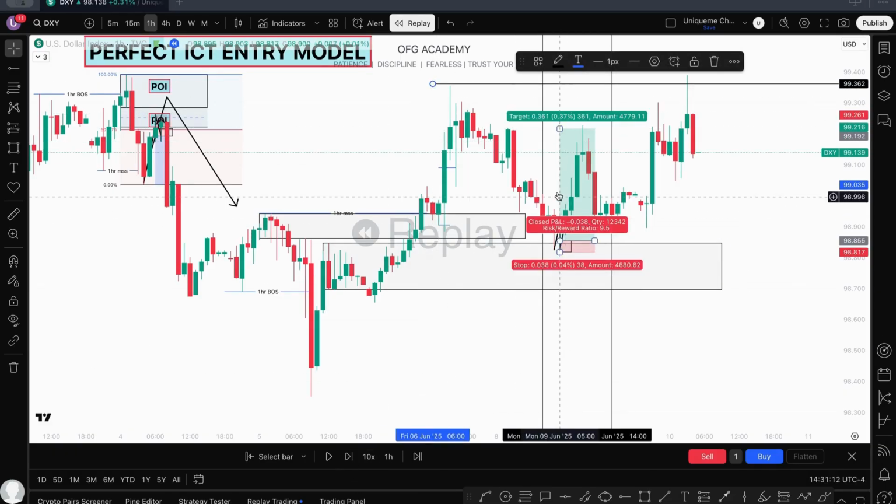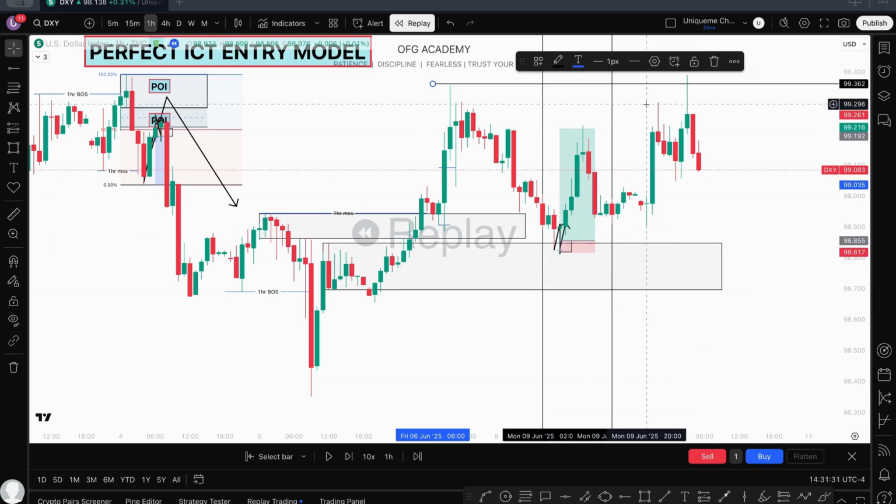You have a good POI for your entry, and the next question you should be asking yourself when you get a good POI is, I need a confirmation entry. You take a time frame backwards, or you take two time frames backwards again to get that exact confirmation entry to get a good RR, and you're good to go.